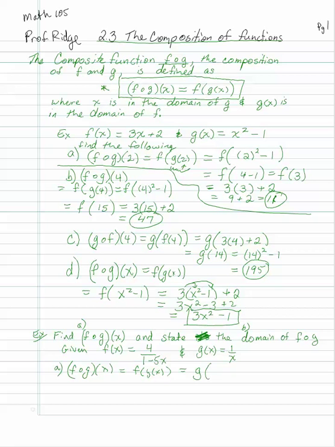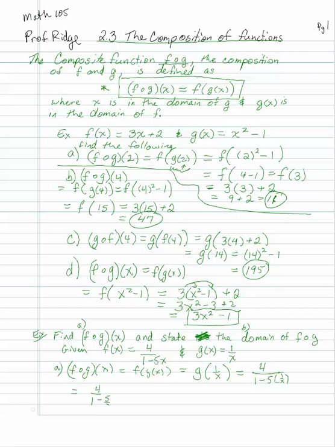g of x is 1 over x. And then we're going to put 1 over x in for f. So f is 4 over 1 minus 5x, but we're going to put 1 over x in there. So we have this complex fraction, and we need to do a little algebra to simplify that. So if you recall, you're going to multiply everything by... well, first let me distribute it. Not distribute it, but just multiply it out.